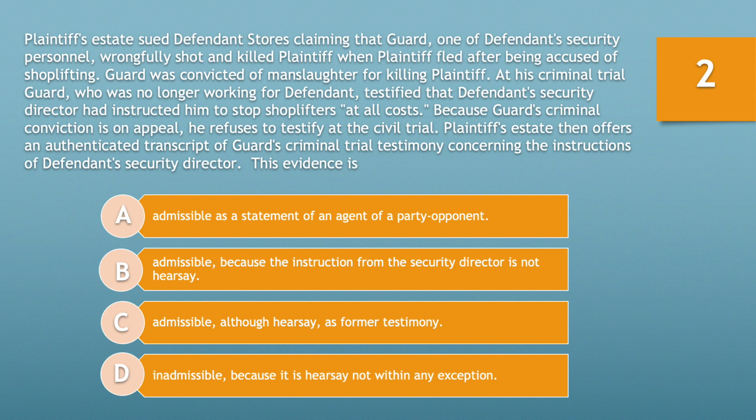The evidence is A, admissible as a statement of an agent of a party opponent. B, admissible because the instruction from the security director is not hearsay. C, admissible, although hearsay, as former testimony. Or D, inadmissible because it is hearsay, not within any exception. You have 10 seconds to consider your choices.